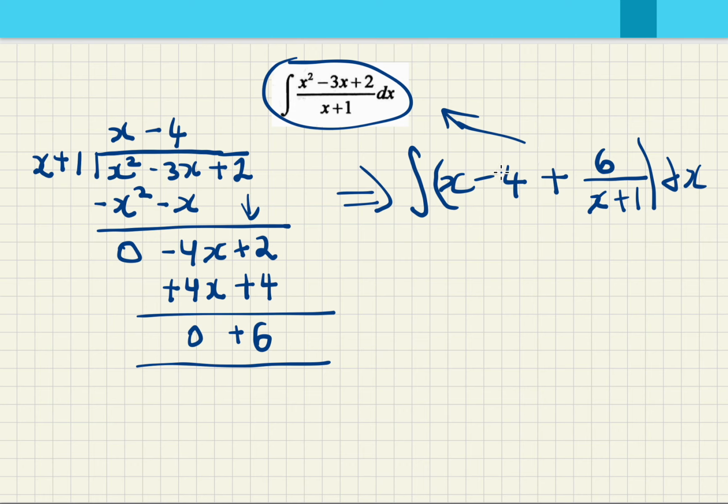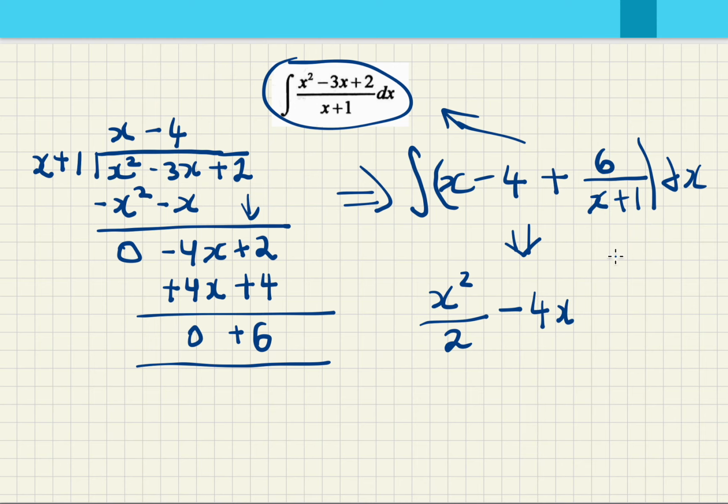So now we can take the indefinite integral of this, and it's much easier because they're separate independent terms which we can use the power rule to evaluate. So we get x squared over 2 minus 4x using the power rule, and plus 6 over x plus 1.